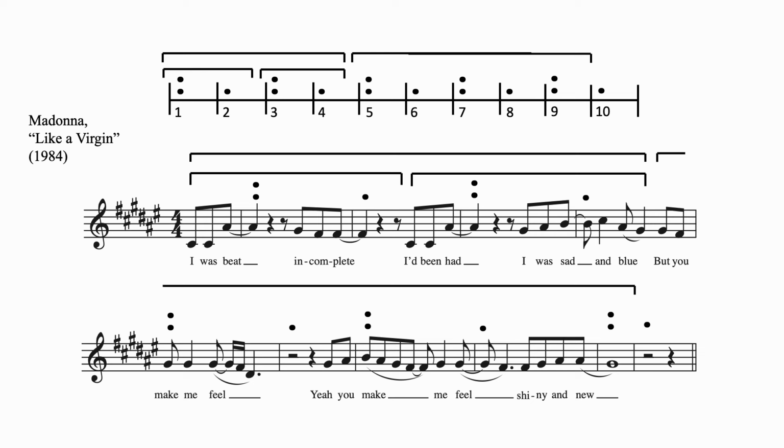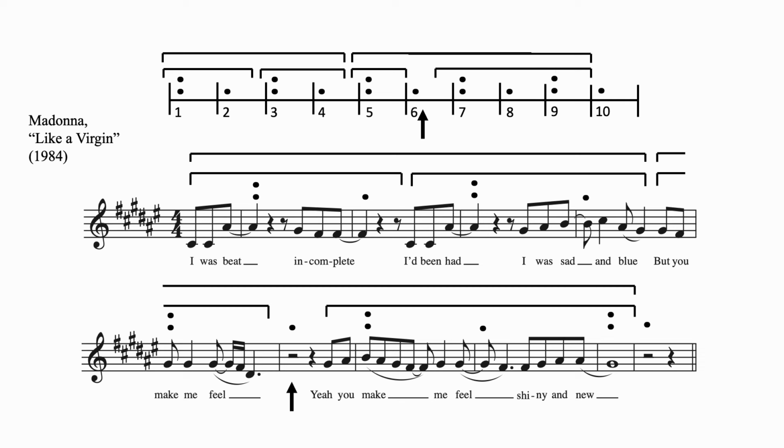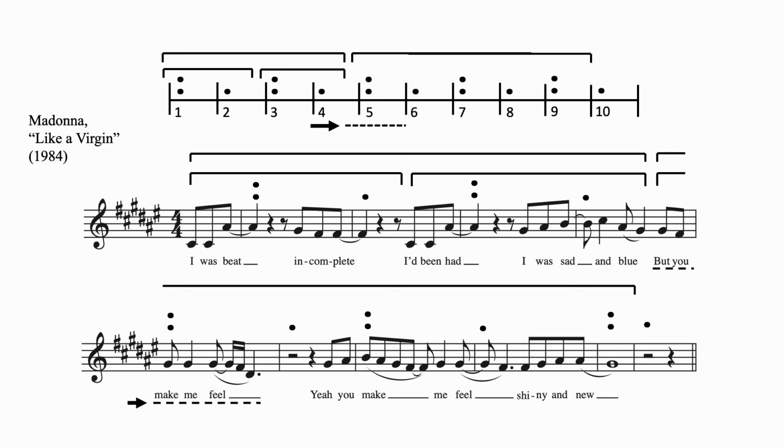Now, how is that 5-measure group subdivided? Given the rest in measure 6, one might divide it into groups of 2 and 3 measures. But there is another possibility. Notice that the lyric line starting on the upbeat to measure 5, "But you make me feel," is repeated 2 measures later. And the harmony in measures 5 and 6 is repeated in measures 7 and 8. That suggests that the expansion might arise out of repetition within the third 2-measure group.